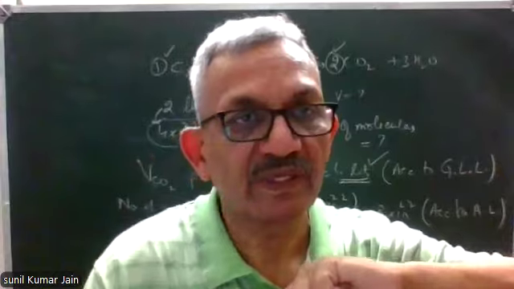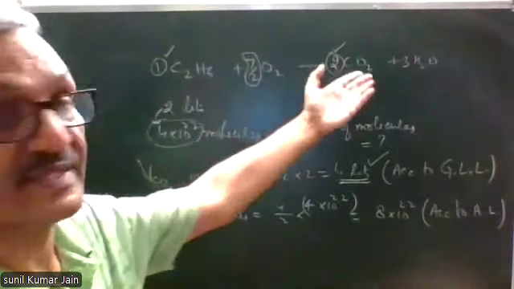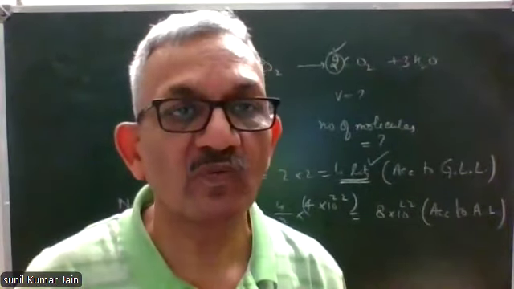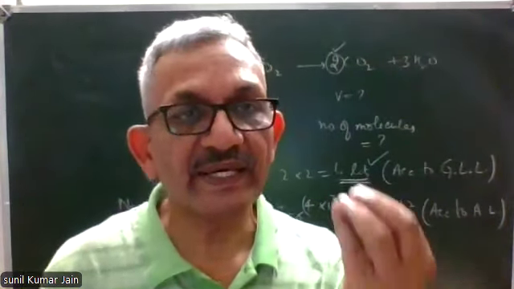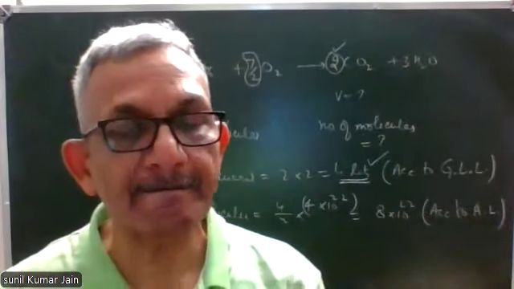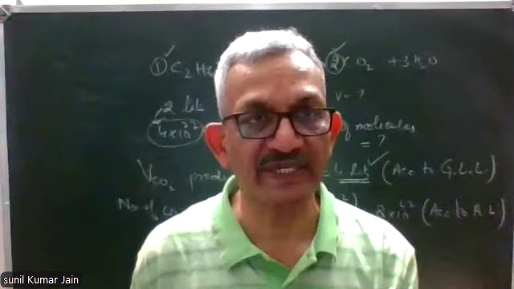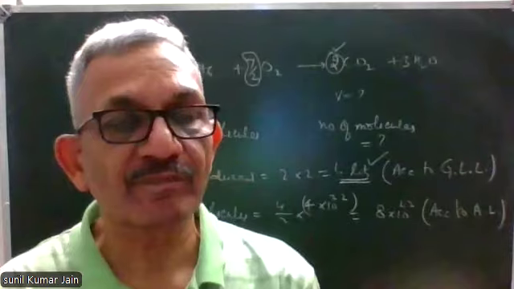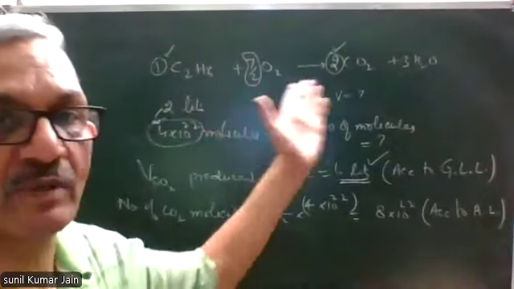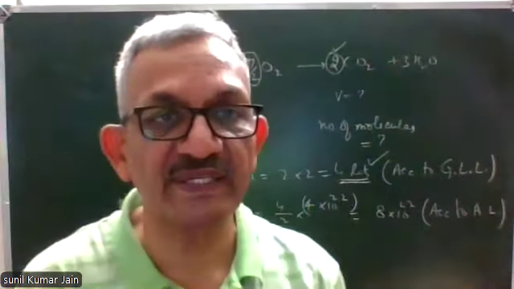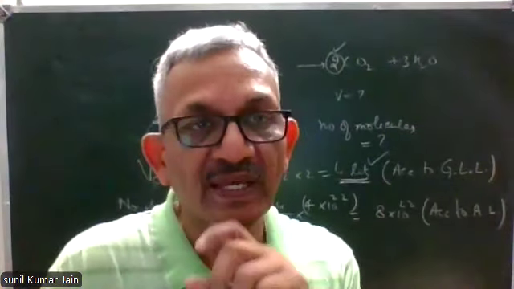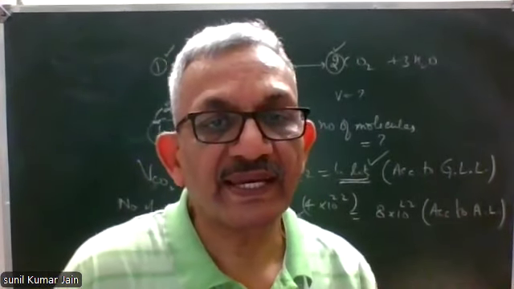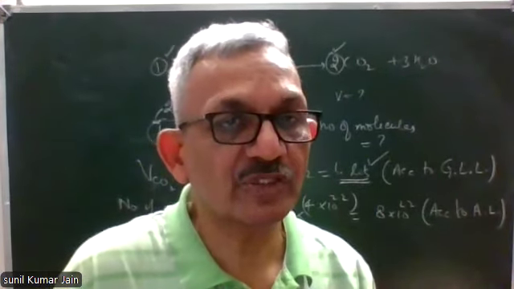Chemical equation. See, like here I've written, this is a chemical equation. But if you're asked to define chemical equation, what will you say? A chemical equation is the symbolic representation, because we represent in the form of symbols, symbolic representation of an actual chemical change.